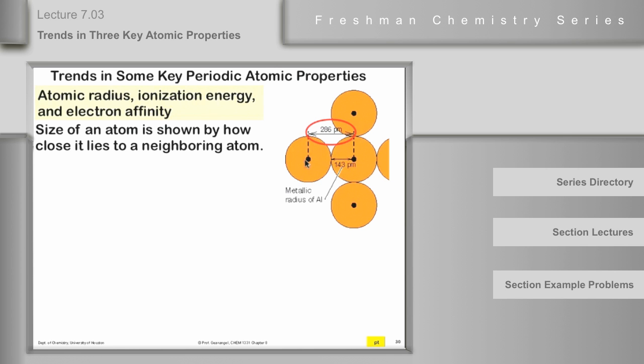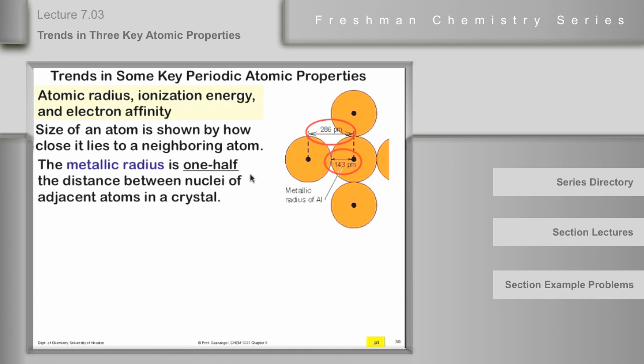So the idea is this. If you experimentally get the distance between the centers of 2 neighboring or adjacent aluminum atoms, that distance turns out to be 286 picometers. If you want the radius of one aluminum atom, it's going to be half of that value, right? From here to here is 2 radii. So the metallic radius is 1/2 the distance between the nuclei, and the metallic radius of aluminum would be 286 divided by 2, or 143 picometers.